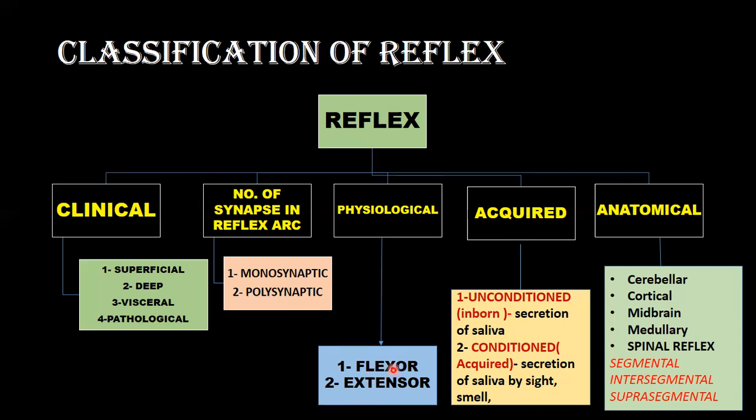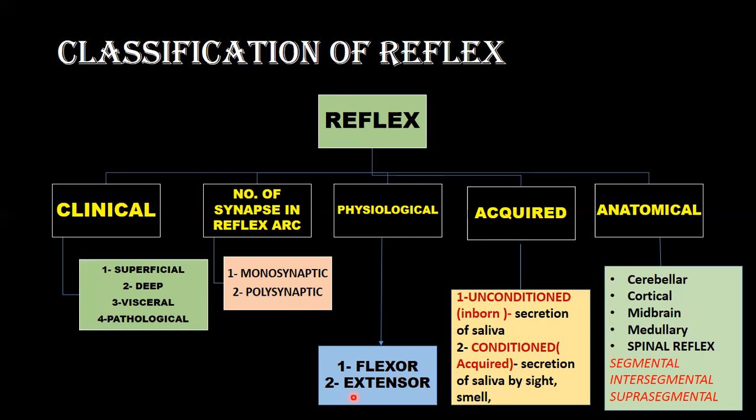Since it protects the body from harmful stimuli, it is also known as what? Withdrawal reflex. So another name of the flexor reflex is withdrawal reflex, and it is also known as protective reflex. These are basically involved in the flexion of our muscles. So we already know the other names of flexor, that is, one is protective, another is withdrawal reflex. Just remember these two nicknames of this flexor.